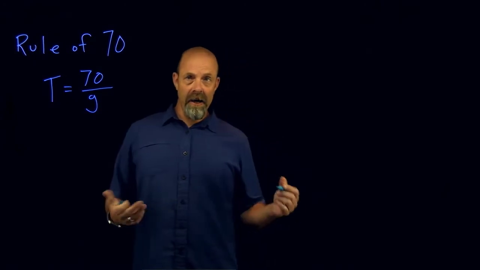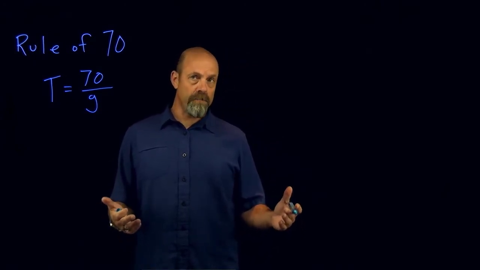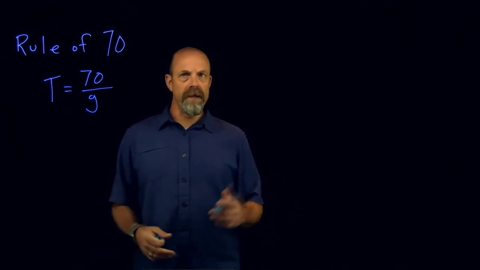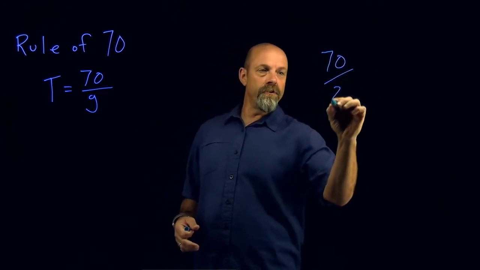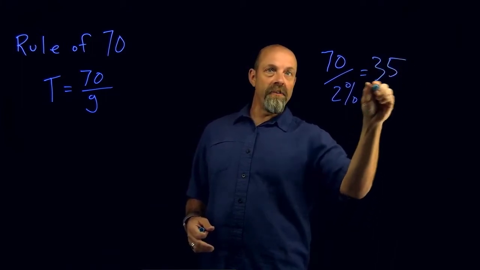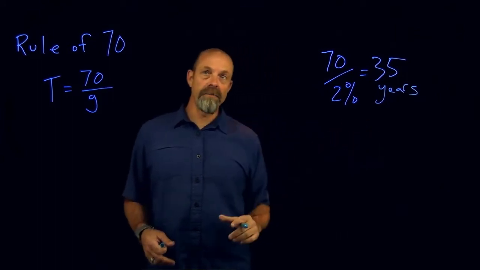Let's say a country has an average growth rate of 2% per year. So their GDP per capita is growing 2% per year. If we plug that 2% into our formula, then we end up with 35. And 35 years is the average amount of time it would take for an economy to double.